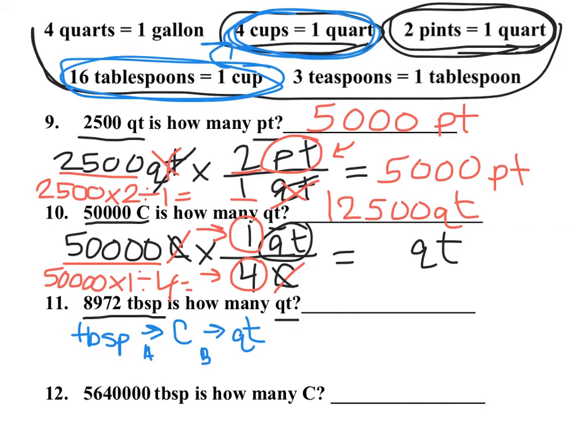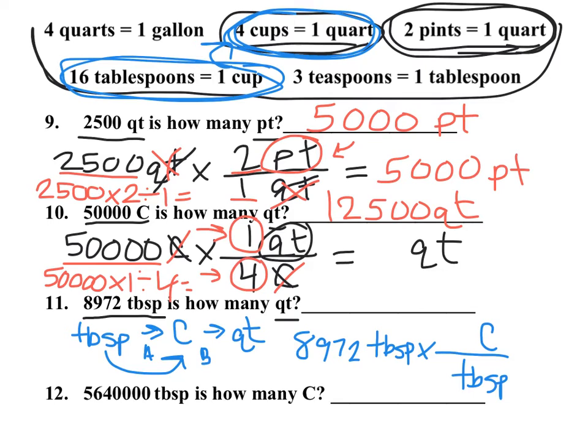All right, so let's see how that would work. Let's do it all in one swoop, but first let's start with what we're given. I've got 8,972 tablespoons. Okay, first thing I'm going to do is I want to get rid of tablespoons and go to cups. So I'm going to put tablespoons on the bottom and cups on top. All right, looking at my conversion, there's 16 tablespoons in 1 cup. So I'm going to put 16 down here for every 1 cup. All right, step 1 is complete.